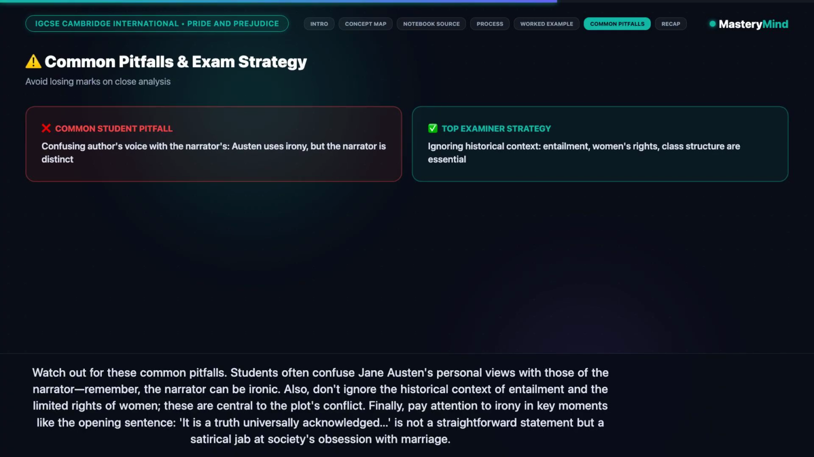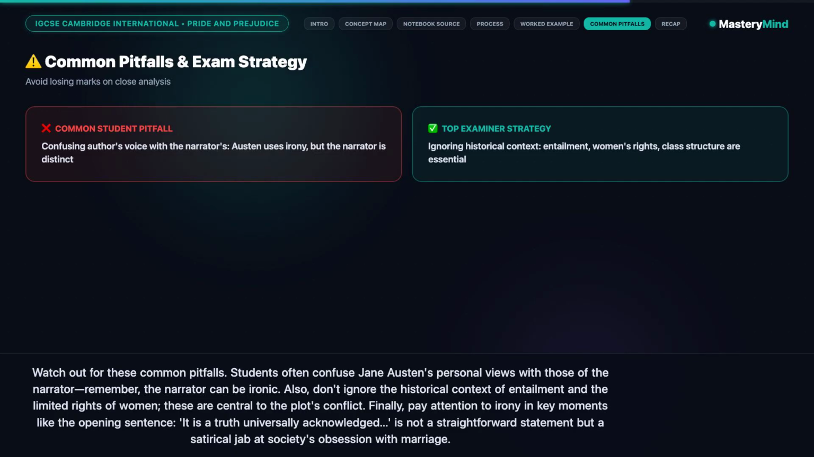Watch out for these common pitfalls. Students often confuse Jane Austen's personal views with those of the narrator. Remember, the narrator can be ironic. Also, don't ignore the historical context of entailment and the limited rights of women. These are central to the plot's conflict.